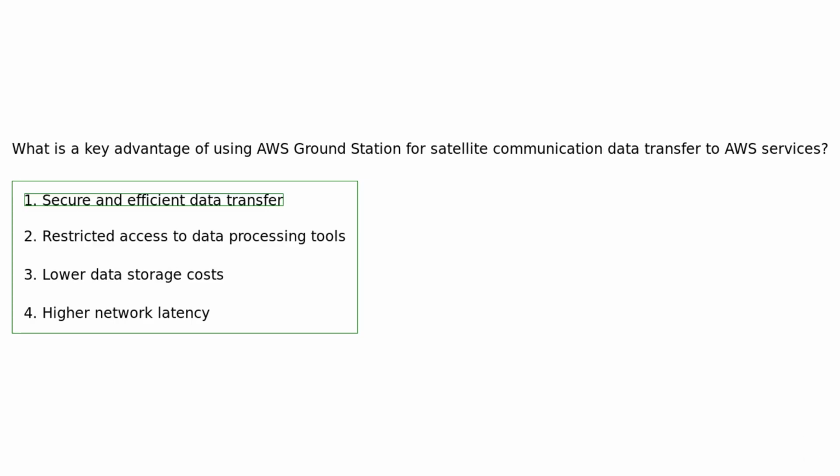A key advantage of using AWS Ground Station for satellite communication data transfer to AWS services is the secure and efficient data transfer it provides, ensuring that satellite data can be transferred securely and seamlessly for processing and analysis.